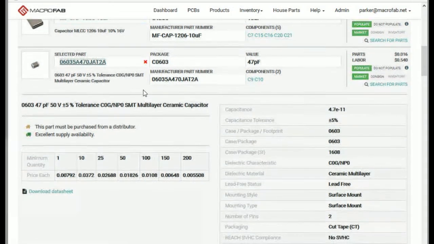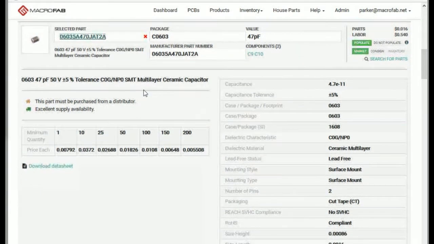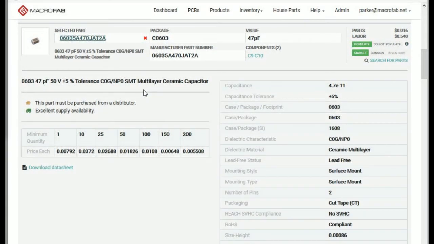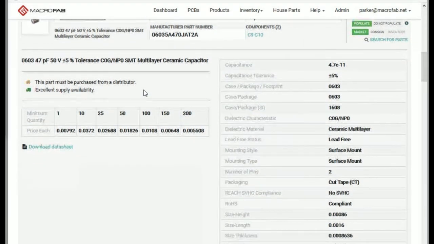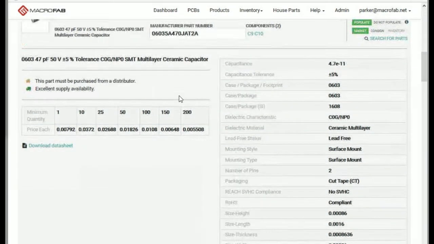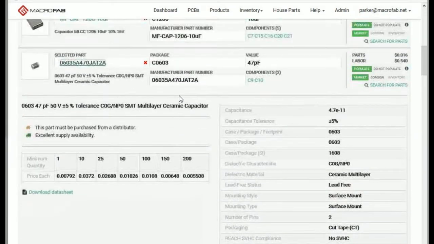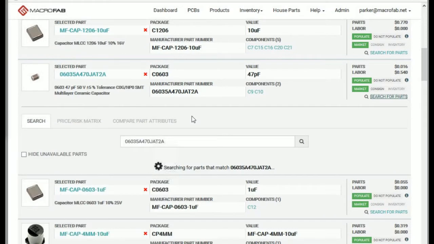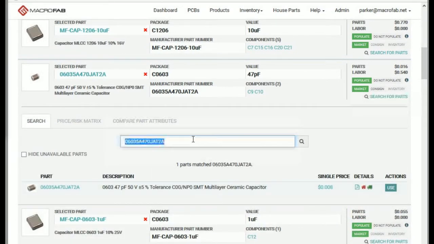Yeah, so this is the 47 picofarad capacitor that's on the Macrofab board. I think we have 2 of them on the board. And so we're going to search for some parts. It's going to search for the part number that I punched in there. So let's say we want to get a better price for that. We're going to look for some 47 picofarads that are 0603s.